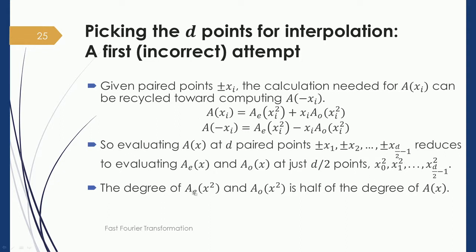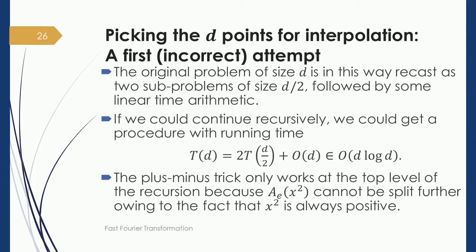And moreover, if you look at these polynomials as polynomials in x squared, then their degree is only half that of the degree of A of x. So viewed in this manner, the original problem of size d is now recast as two subproblems of size d by 2, and we need to put them back together. We need to do some additional O of d time work to combine the two results of the subproblems in order to compute the solution to the larger problem.